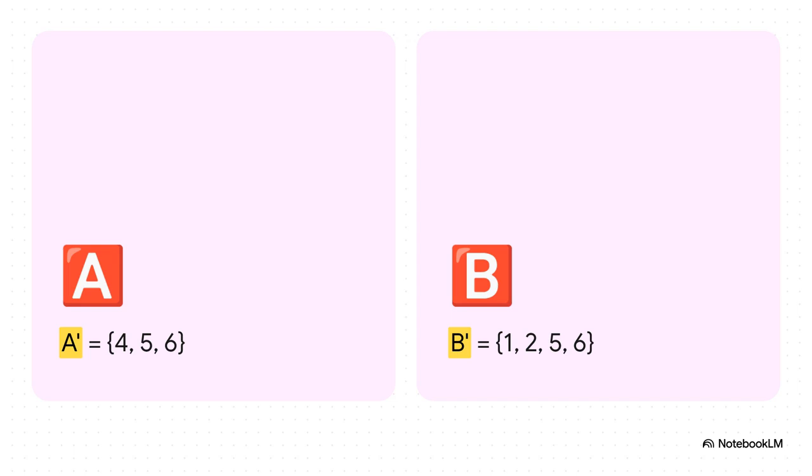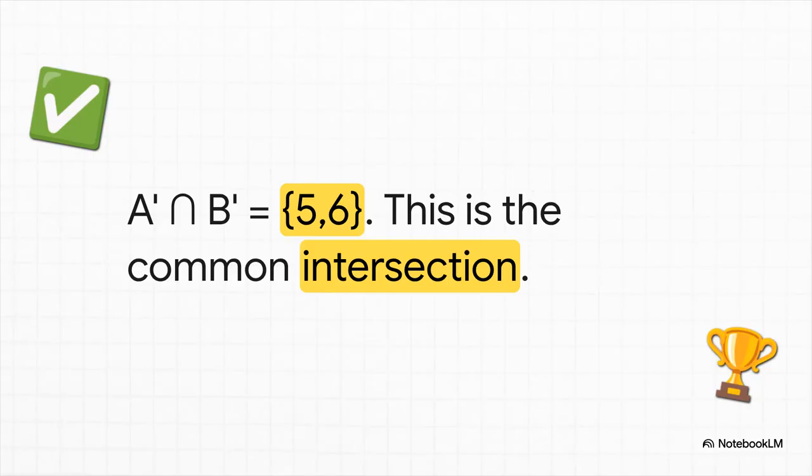To get A prime, we take 1, 2, and 3 away from our 1 to 6 universe, which leaves us with 4, 5, and 6. To get B prime, we take 3 and 4 away from the universe, leaving us with 1, 2, 5, and 6. Now, the final part of the puzzle is the intersection. Looking directly at A prime and B prime, what numbers do they share? Exactly. The final answer for quiz 2 is the set containing 5 and 6. Those are the only two numbers that appear in both A prime and B prime. Huge congratulations if you followed that logic all the way through. You are visually mastering a pretty complex mathematical concept just by breaking it down into simple, manageable steps.